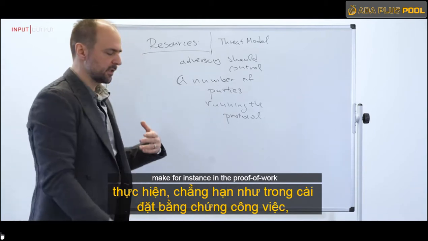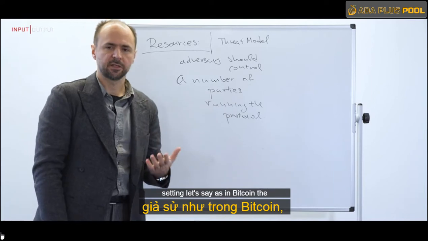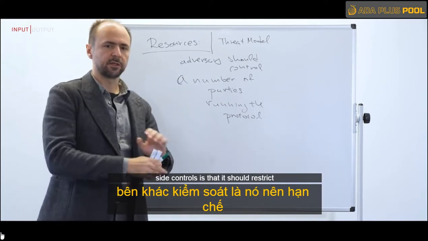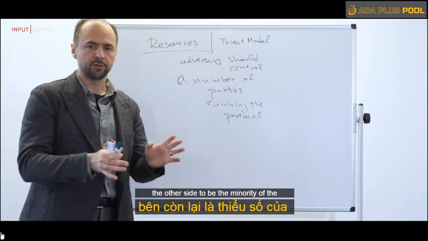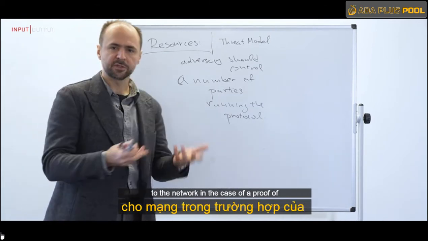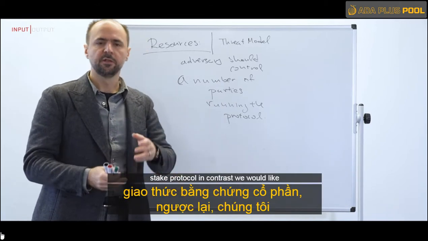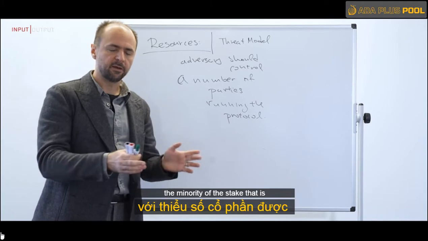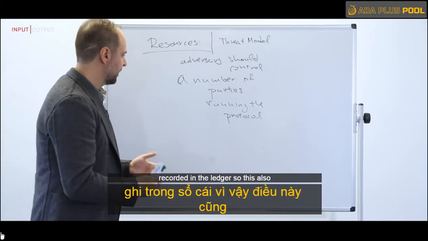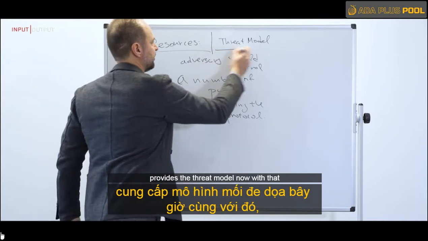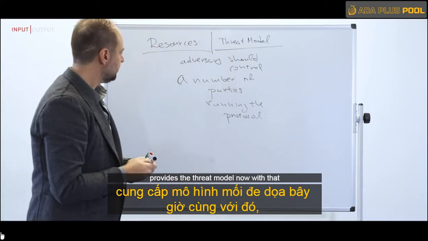Now, for instance, in the proof of work setting, let's say as in Bitcoin, the bound on the number of parties the adversary controls is that it should restrict the adversary to be in the minority of the total hashing power which is available to the network. In the case of a proof of stake protocol, in contrast, we would like the bound to restrict the adversary to the minority of the stake that is recorded in the ledger. So this also provides the threat model.